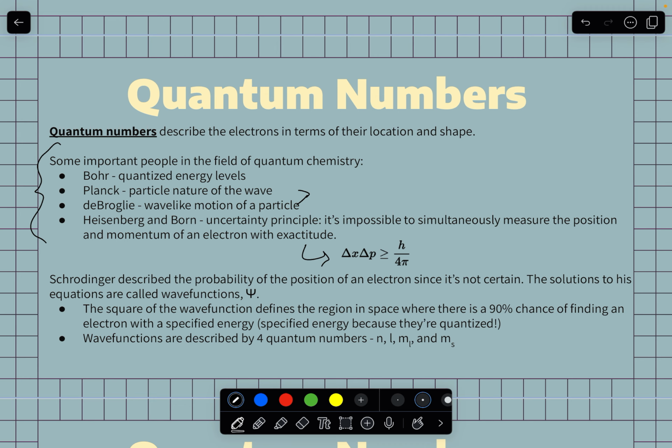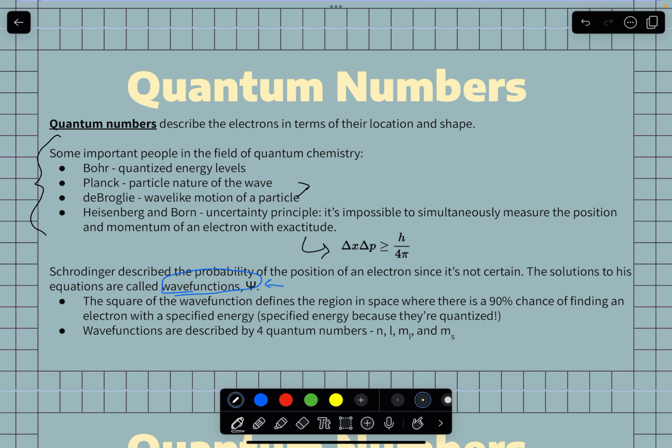And with Schrödinger, he has what we call wave functions. It's this trident-looking thing, I believe the Greek letter psi. That is a wave function. We will not be doing any math with wave functions. That is an upper-level chemistry course that if you major in chemistry or biochemistry, you will take. If you do not, you will most likely not be taking it. Okay. But with wave functions, what they mean is the square of the wave function tells you the region in space where there's a 90% chance of finding an electron. So it's the chance of finding the electron.